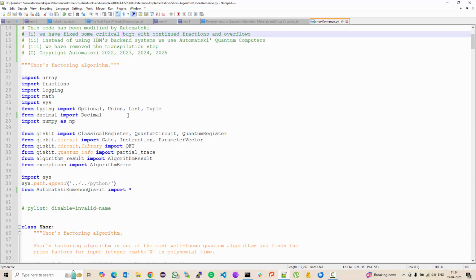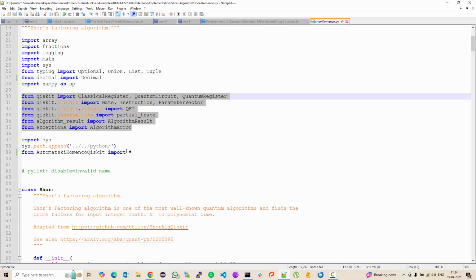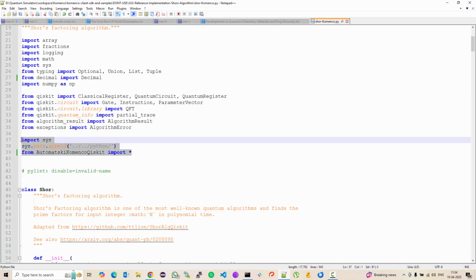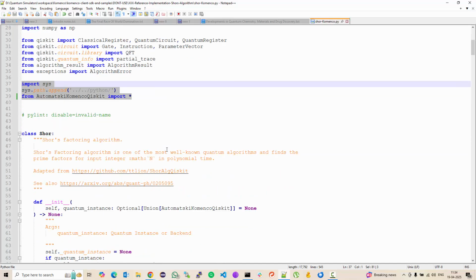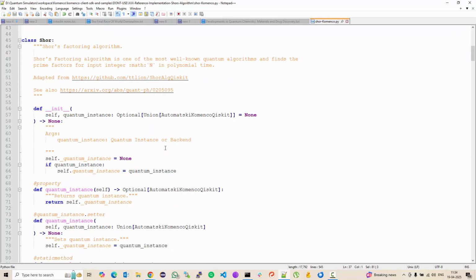Now this is the source code. I'm going to be very slowly scrolling through the source code. These are all the imports of Qiskit. This is how we integrate the Automatsky SDK and connect to the quantum computers. Now, Automatsky's quantum computers have thousands of qubits available, and for smaller qubit sizes, we have a huge number of gates available which can be used.